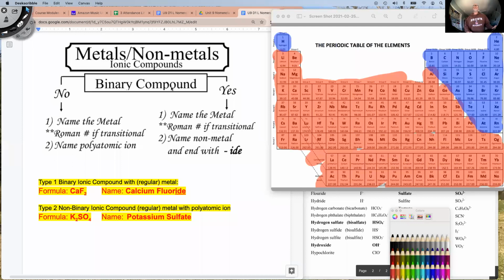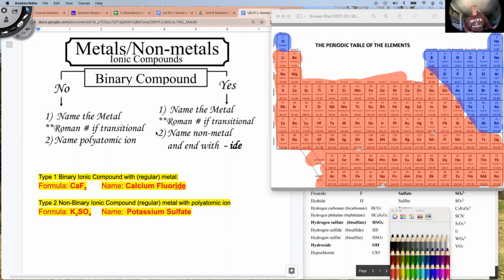So you can see that if you do go to the binary side, then you'll take the name of the metal, and then you're going to take the name of the nonmetal and you're going to end it with this thing, this "ide." And I'm going to explain to you what that means right now.